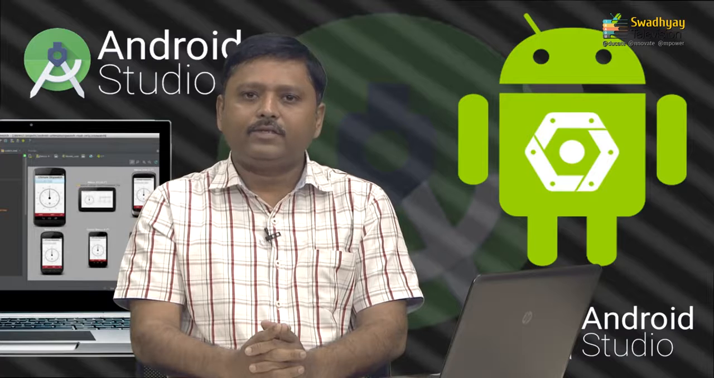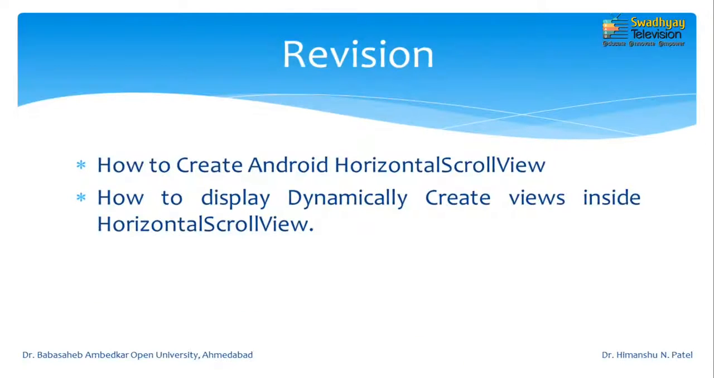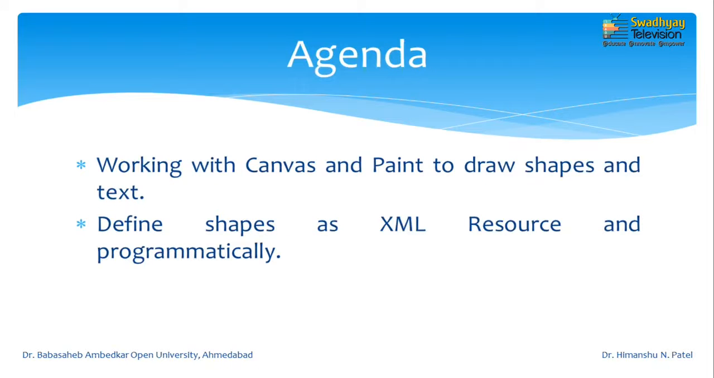In last session we have learned how to create Android horizontal scroll view and how to display dynamically created view inside horizontal scroll view. Today our topic is graphics. We will learn how to draw shapes and text. We also learn how to define shape as a XML resource and then display it programmatically.